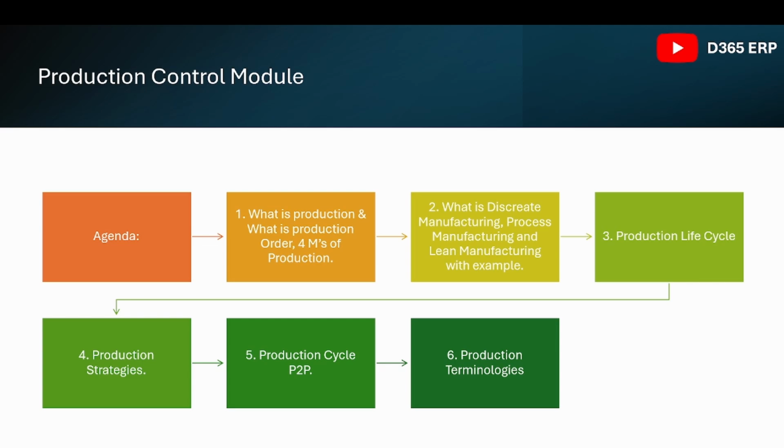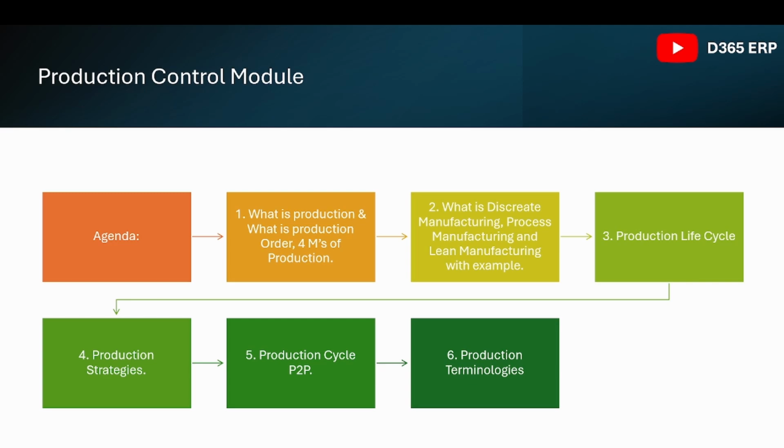In the first part of this episode, we'll discuss what is a production order. We'll cover the four M's, or four major concepts of production. Then we discuss what is discrete manufacturing, process manufacturing, and lean manufacturing. We discuss different types, and we also cover some examples to get a better understanding of all the manufacturing processes. Then we move to the production life cycle. It's a basic manufacturing life cycle.